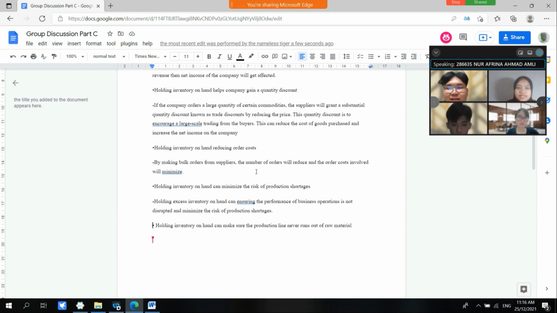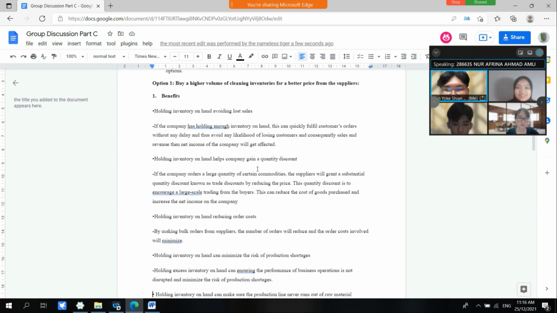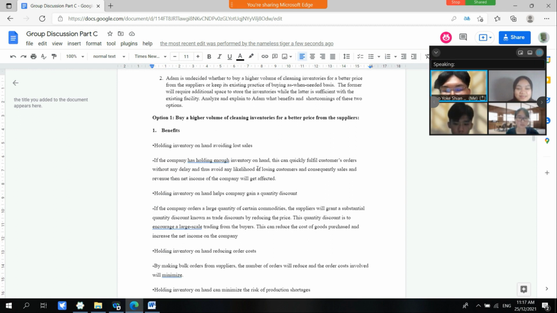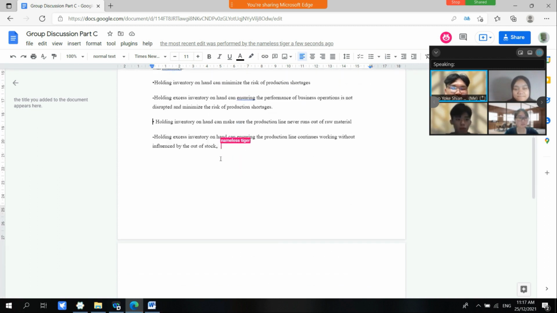So I think this is the benefit of option 1, which is to buy a higher volume of cleaning inventories for a better price from the suppliers. So I will now explain the first shortcoming of this option.